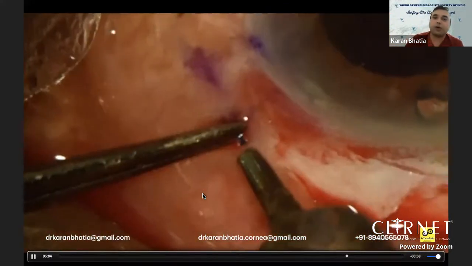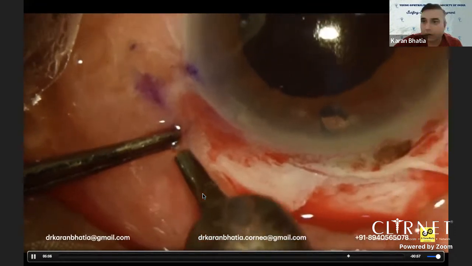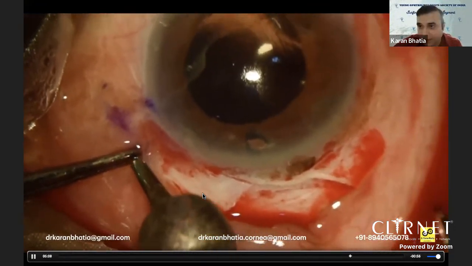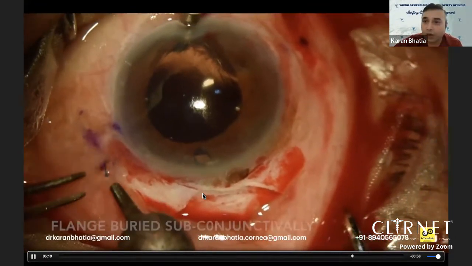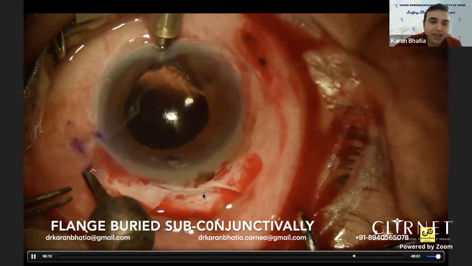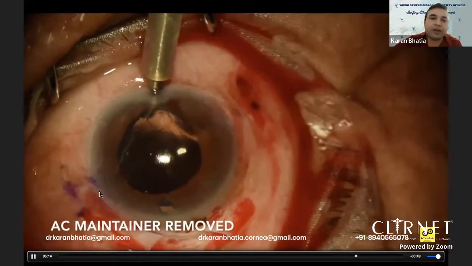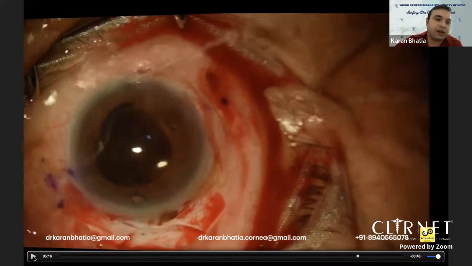Now, the trick that you want to see over here is why it's important to cut and trim the haptics: you want the haptics to be taut to prevent pseudophacodonesis. Otherwise, what we have seen in a lot of cases is that the haptics will come out from that side. So you need them to be taut to prevent pseudophacodonesis and also to prevent the prolapse of the haptics later on. So that's what we found out.